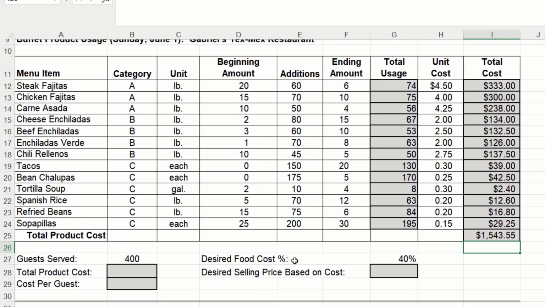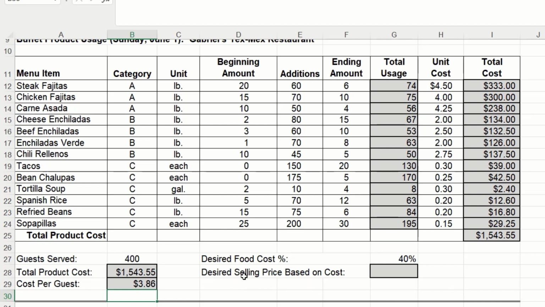All right, so his total product cost, let's just copy it here. And he served 400 guests. Okay, so his cost per guest, let's take our total product cost and divide it by 400. So it costs $3.86 on average for his guests to walk through the buffet.